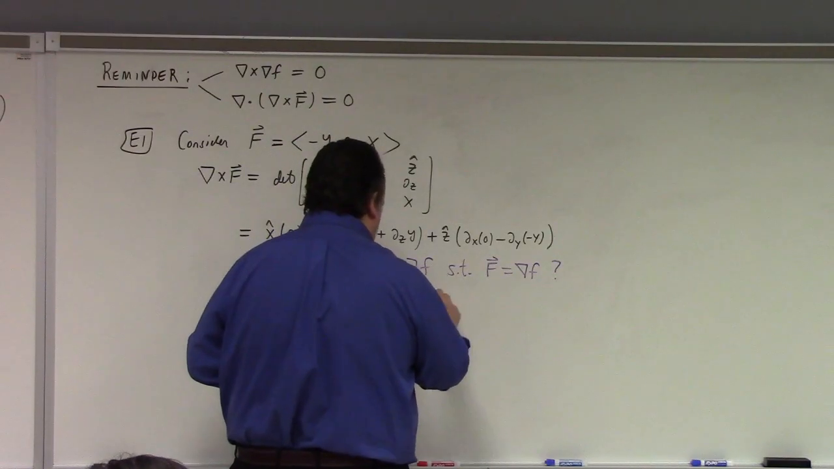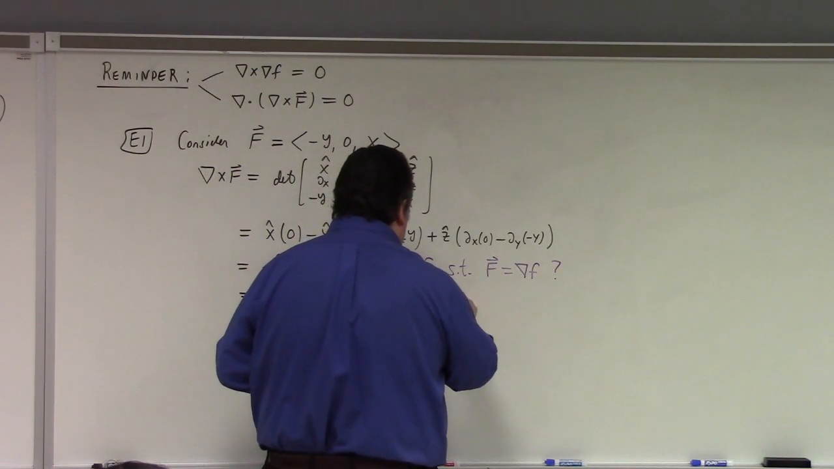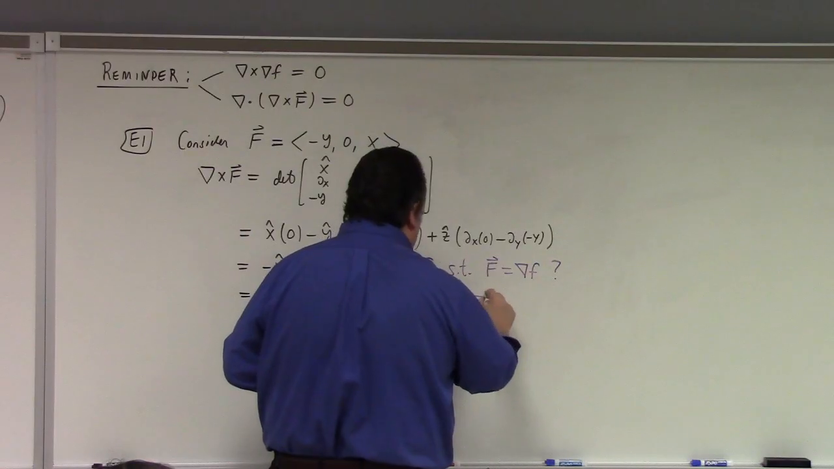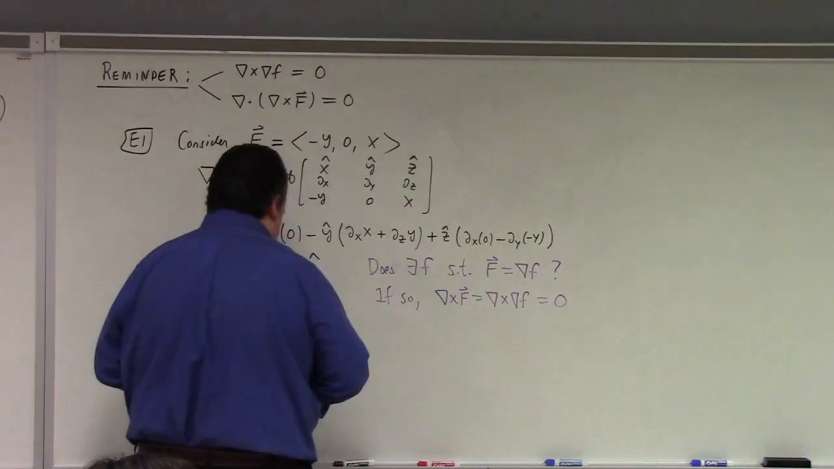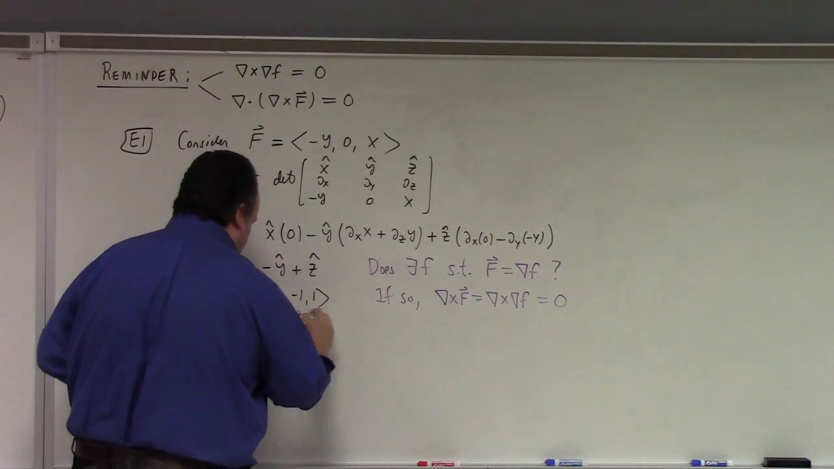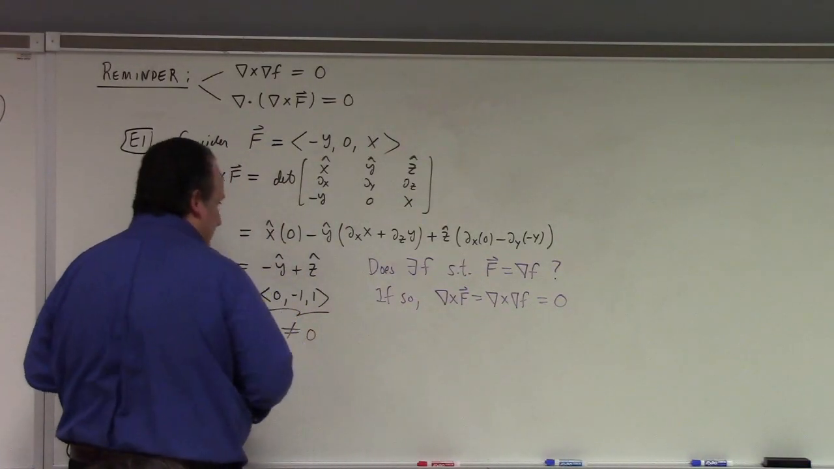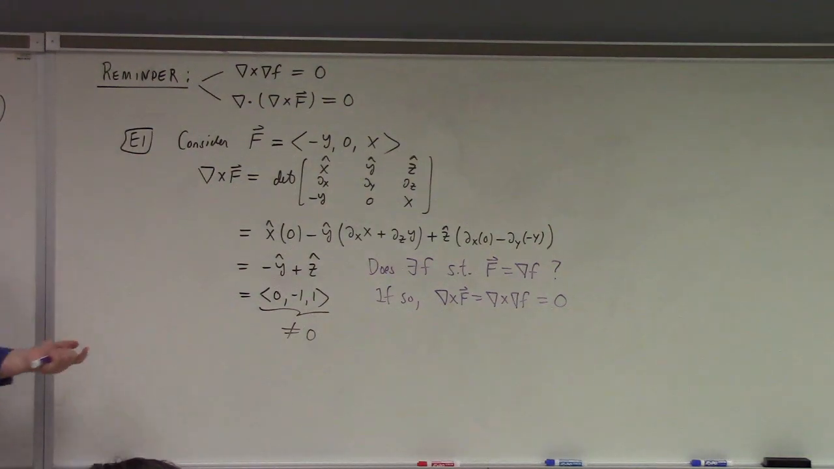If so, then the curl of F would be the curl of the gradient of little f, which is equal to 0. And yet, this is most certainly not equal to 0. So no, this is not a conservative vector field. It has a non-zero curl. Therefore, there does not exist a little f whose gradient is the given vector field. Does that make sense? I hope that makes sense. So that's the kind of logic that might help you solve problem 4.